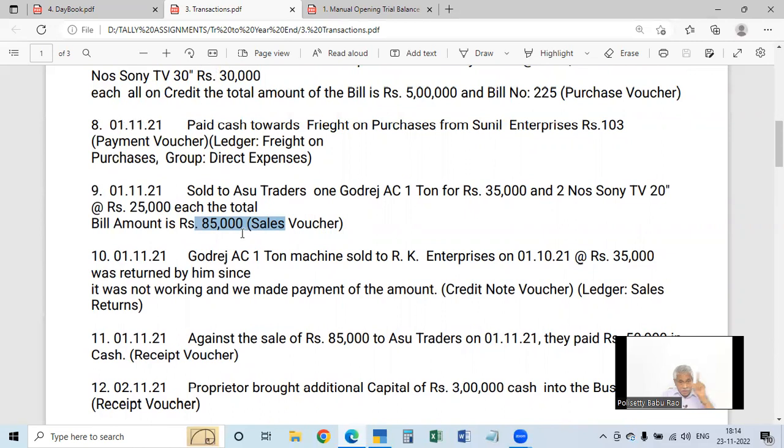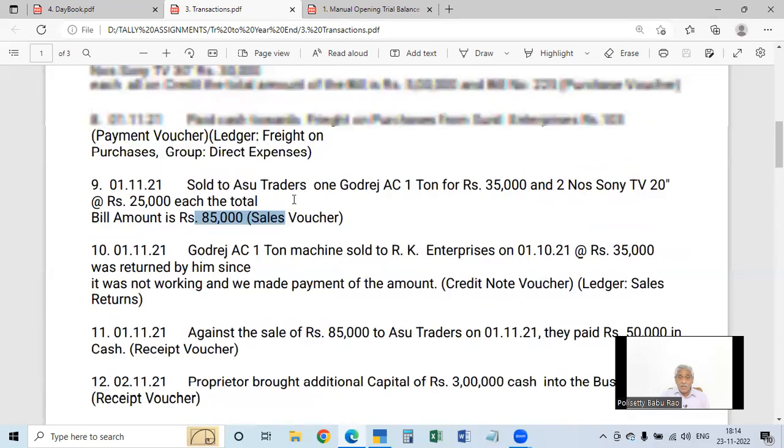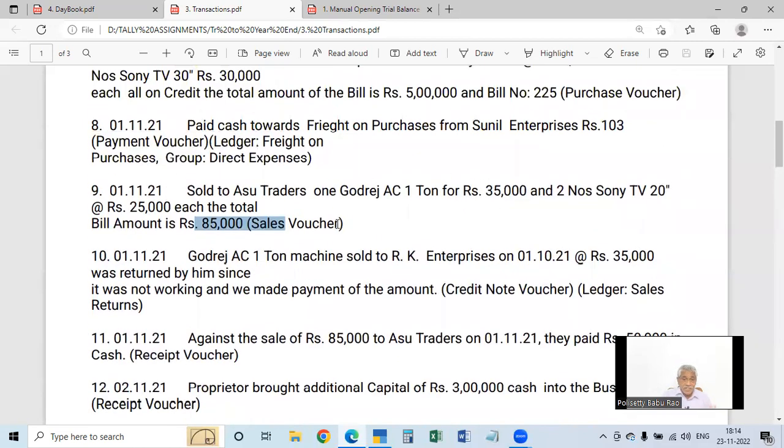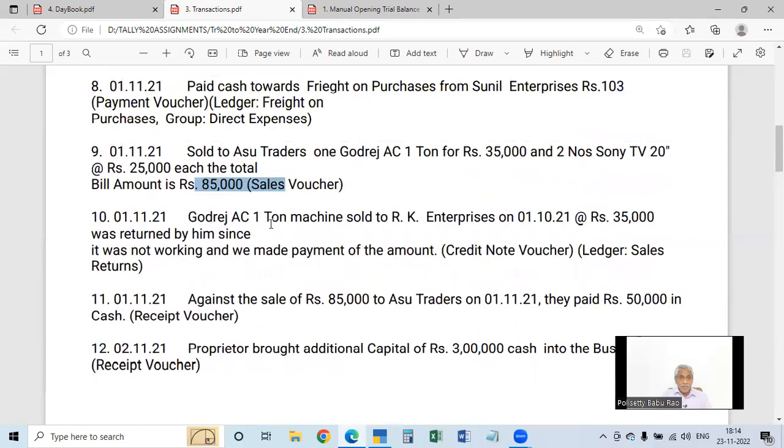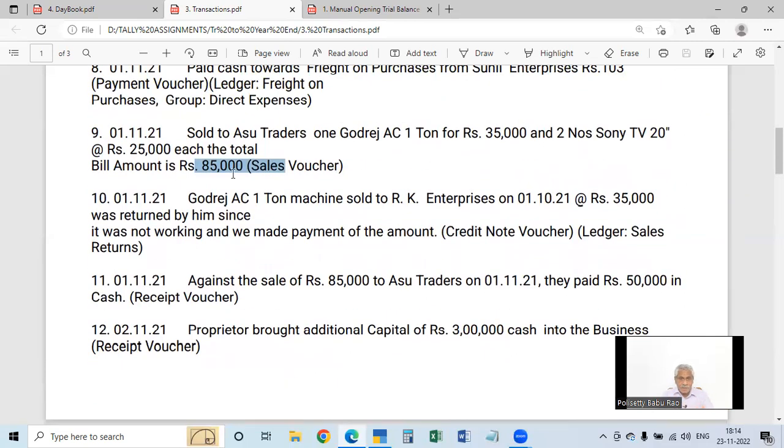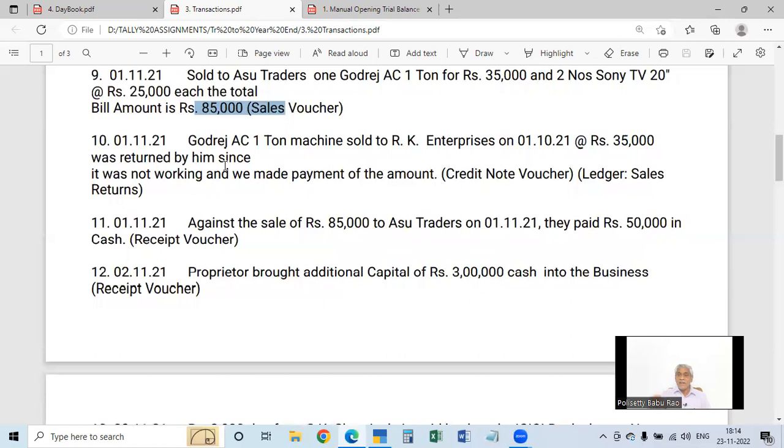Here the amounts are different. The total is 85 in one bill only. It will not show this 35 and this 50. It will show one bill, bill number 2 or 3, for example. So it will show against bill 85,000. Against that, we have to enter this 50,000.